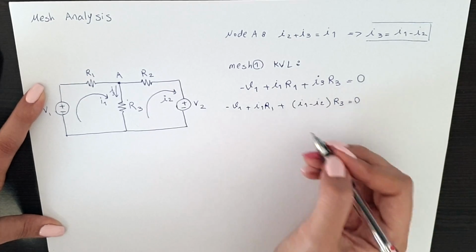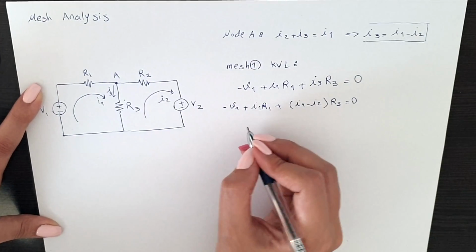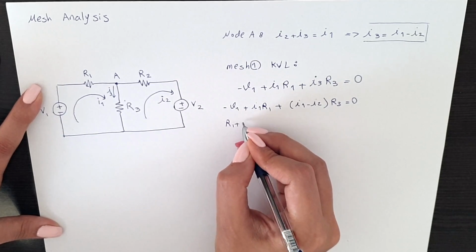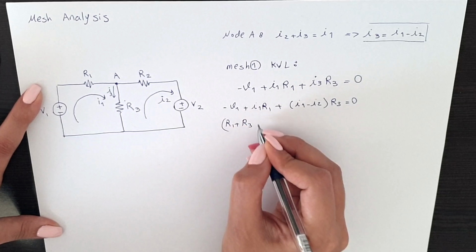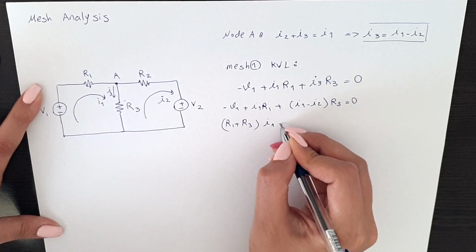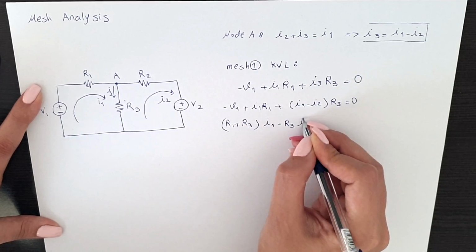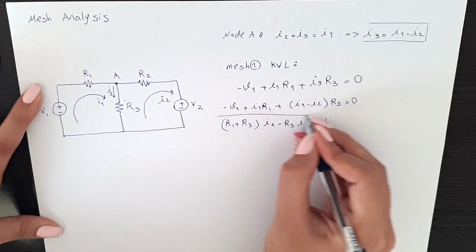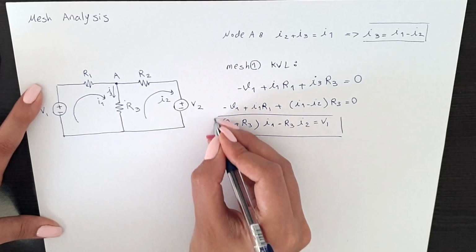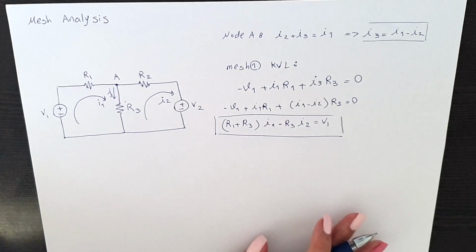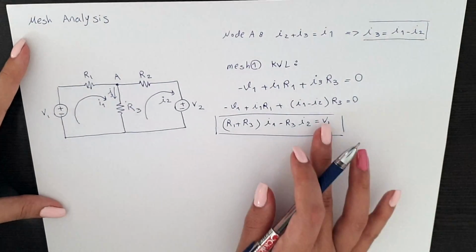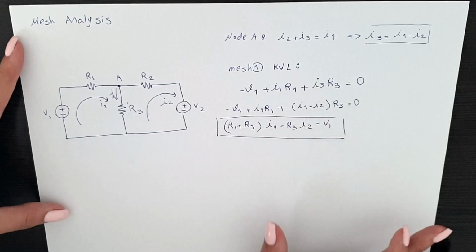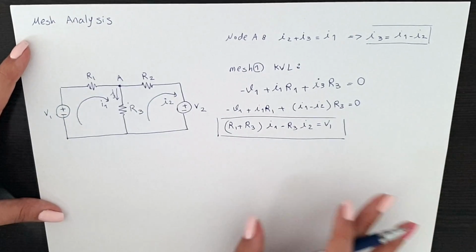I'm going to be adding R3 into this one, so at the end we're going to get (R1 plus R3) I1 minus R3 I2. I'm taking V1 to the other side, so it is equal to V1. Because if you're doing a real example, usually we have numbers, and this is going to be a number in here, and this is going to be a number. But now we just want to know how this works. So we're done with mesh 1.